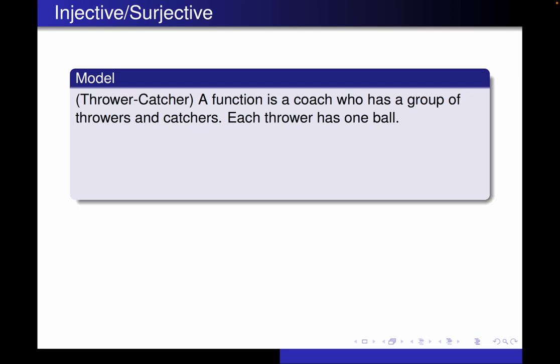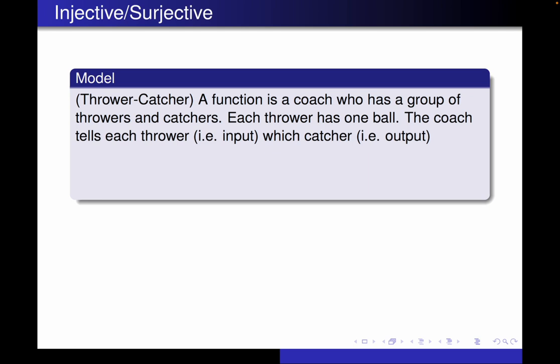So what happens is each thrower has one ball that they have to throw, and the coach instructs each thrower, who is the input of the function, which catcher, in other words the output, they throw the ball to. So every thrower throws the ball to a catcher. The function, who is the coach, tells the throwers who to throw the ball to.